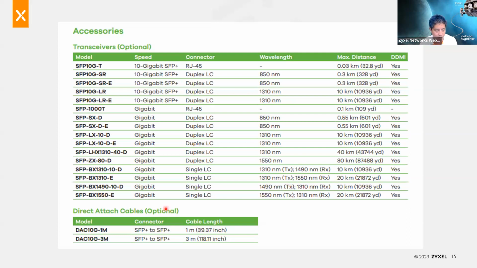And the same happens with a BX 1550 and a 1310. So you can see there is a BX 1310-E here. This is just a special model that we have on a single LC that again, you have to get the right pair in order for it to communicate.